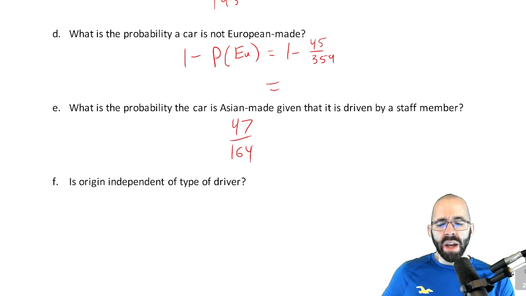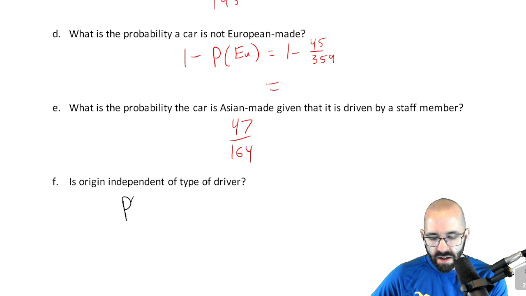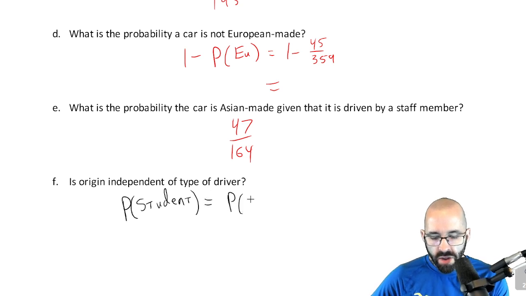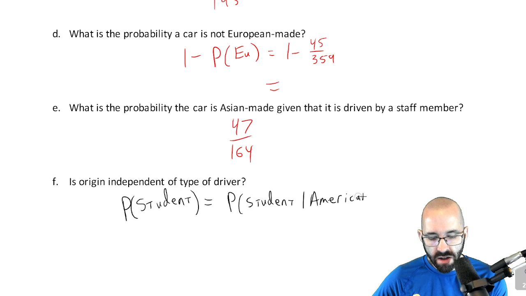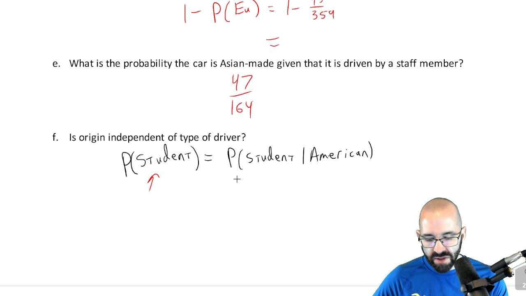Is the origin independent of the type of driver? Well, if it is, then the probability that it's a student, the probability of a randomly selected car being a student's should equal the probability that it's a student's given some kind of brand. Well, no, American. And we can check these. Probability that something is a student's. That's going to be 195 over 359.